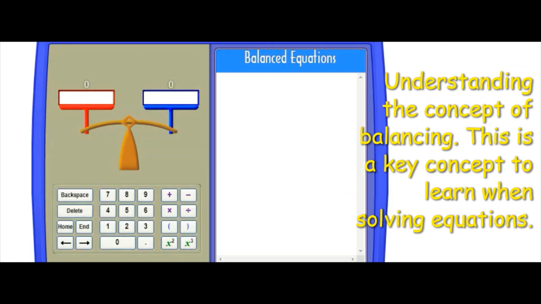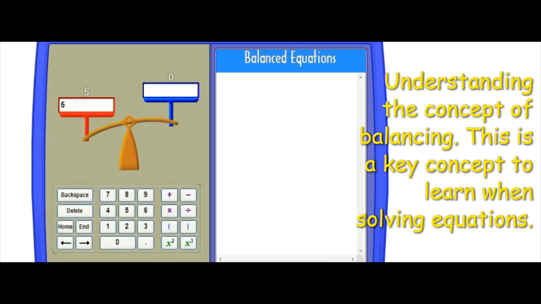In this video, what we're going to focus on is the idea of balancing. So I'm going to show you how you balance an equation, right? So let's start off with 5, right? So we are going to add 5 to this side.